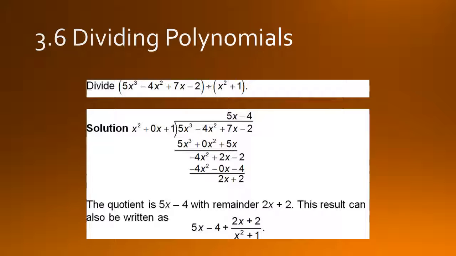And we can see that using our long division, we got 5x minus 4 with a remainder of 2x plus 2. It's okay to have the x in the remainder as long as the degree of the remainder is less than the degree of the divisor, which is underneath it, and it is indeed less. So we have 5x minus 4 plus 2x plus 2 over x squared plus 1.